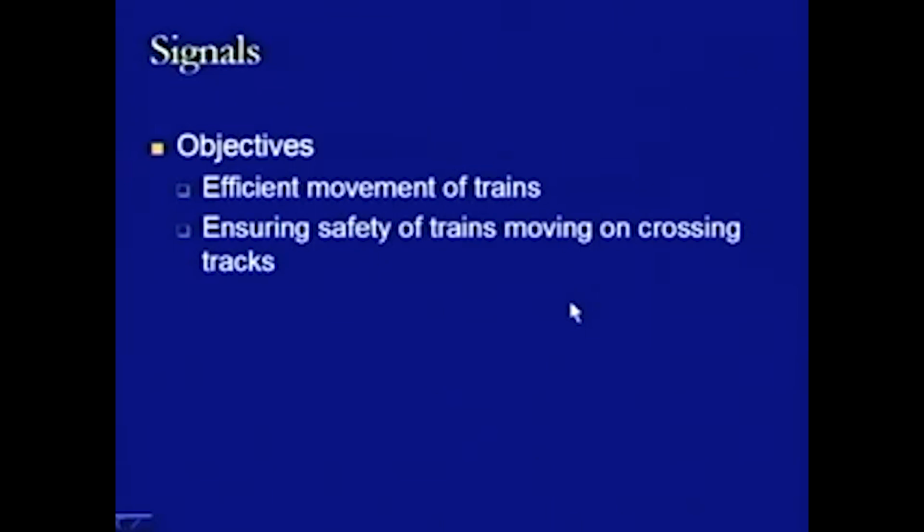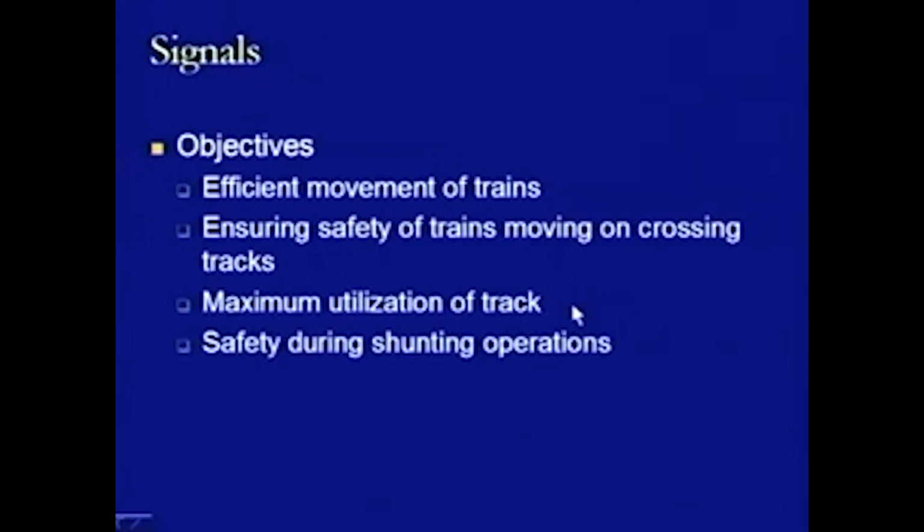Now, the objectives of signals, if we define them a little more, are these. They should provide efficient movement of trains or the rolling stock. They should ensure the safety of trains which are moving on crossing tracks. They should maximize the utilization of the track; the track should not remain idle for a long period of time. They should also maintain safety during shunting operations.